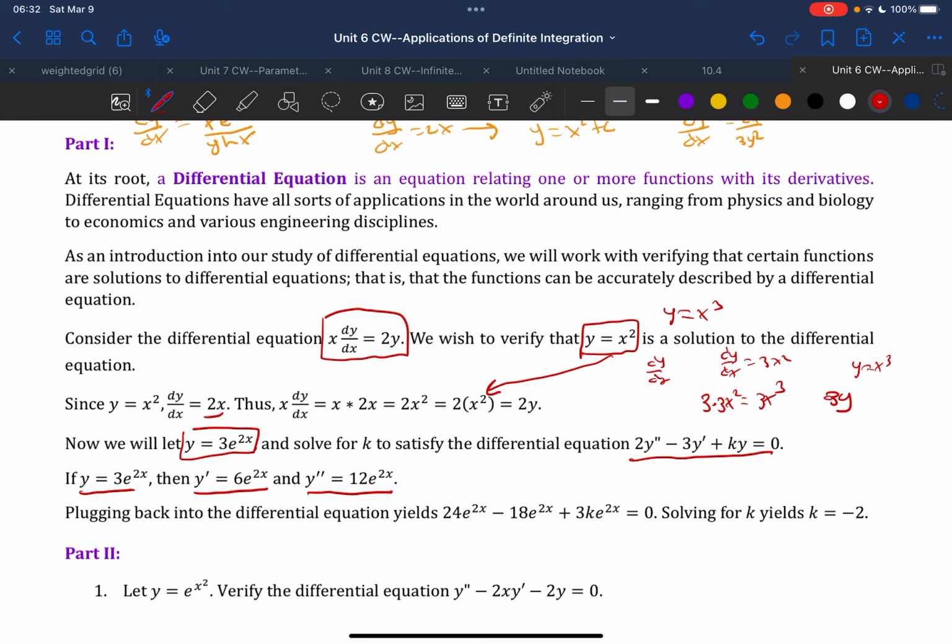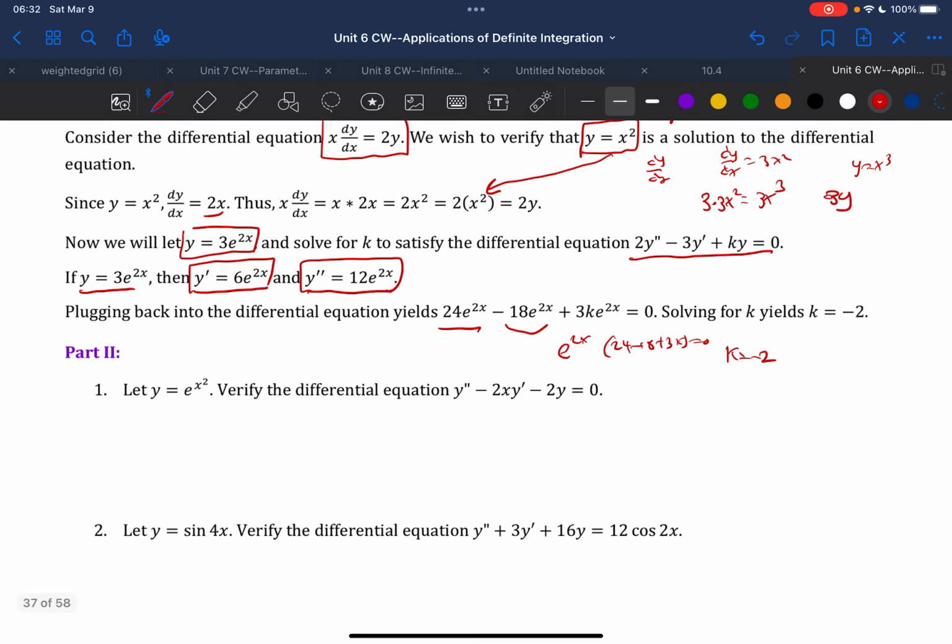So 2y double prime will be 2 of these. That's 24e^(2x). Minus 3y prime will be minus 3 of these. That's 18e^(2x). And ky will be plus 3ke^(2x), which has to equal 0. So if you factor out the e^(2x), you have 24 minus 18 plus 3k has to equal 0. So k is in fact negative 2.